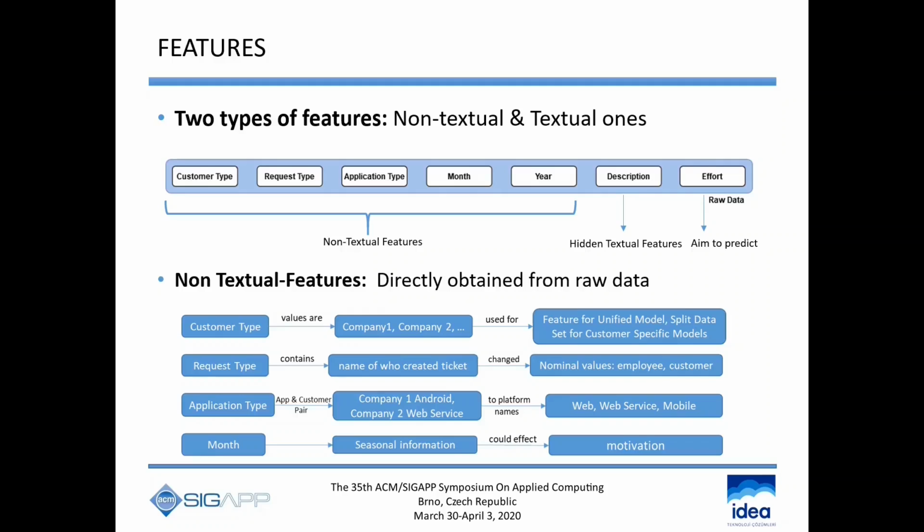We mapped these into just platform names, such as web service and mobile. And month: we believe seasonal information could affect employee motivation. For example, maybe in summer, the employee thinks about making a good vacation and their patience to work will decrease.